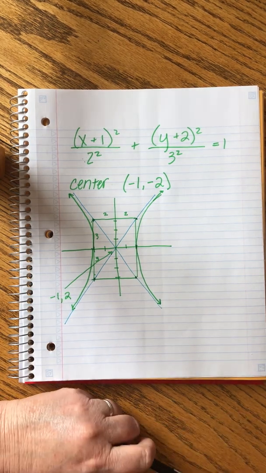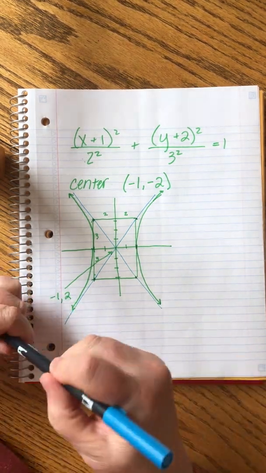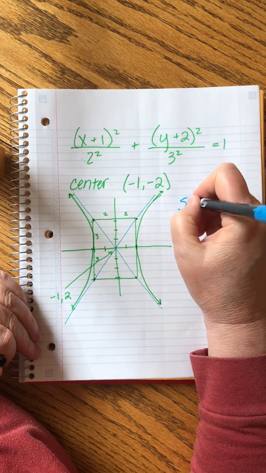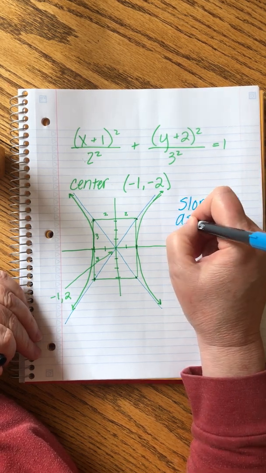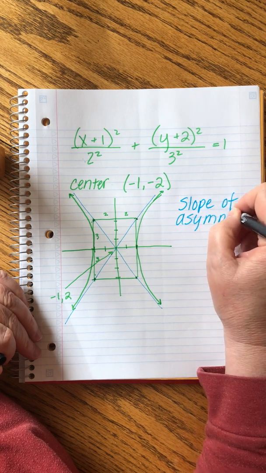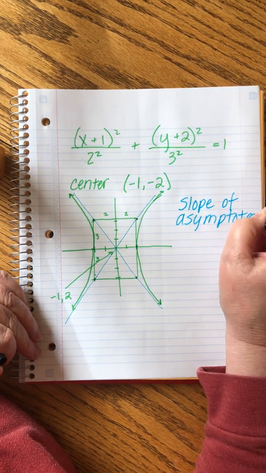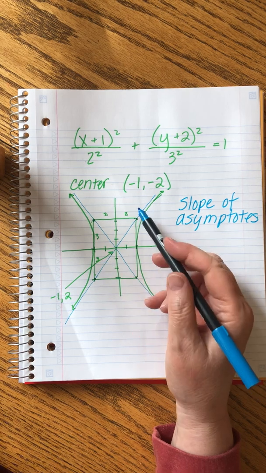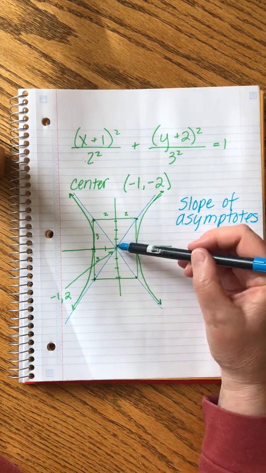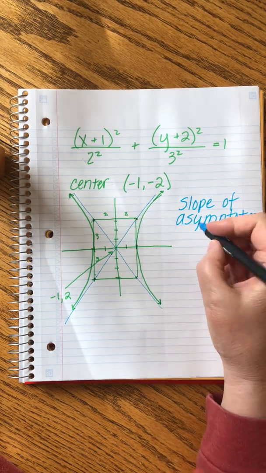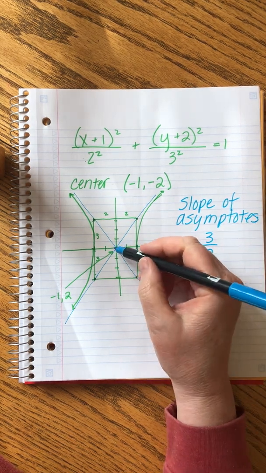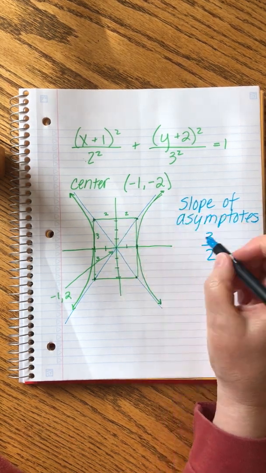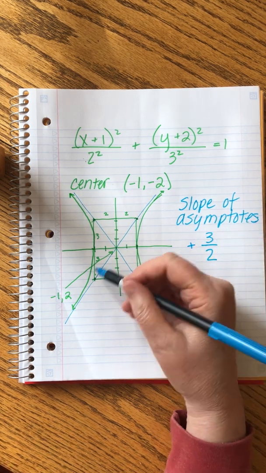So let's first find the slope of the asymptotes. Asymptotes is how it's pronounced, accent on the first syllable. This one, now I can count from here to here. It's up 3 over 2. So it's going to be 3/2. And that's the positive slope that's going up, right?